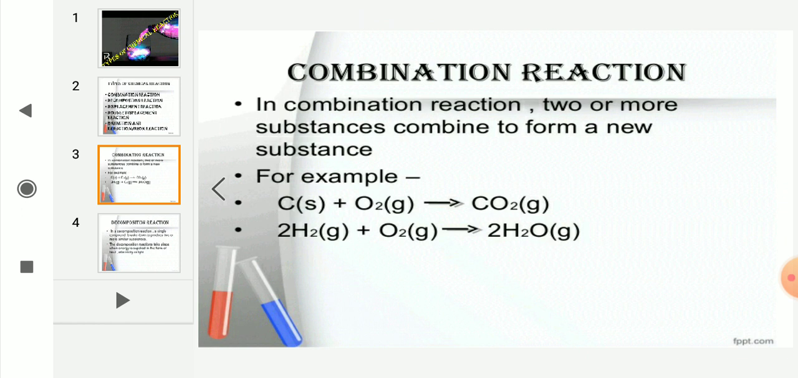In a combination reaction, two or more substances combine chemically to form a new substance. The example I just explained: carbon and oxygen. Carbon is in the solid form and oxygen in the gaseous form. These two react to form carbon dioxide gas. Carbon plus oxygen gives rise to carbon dioxide.